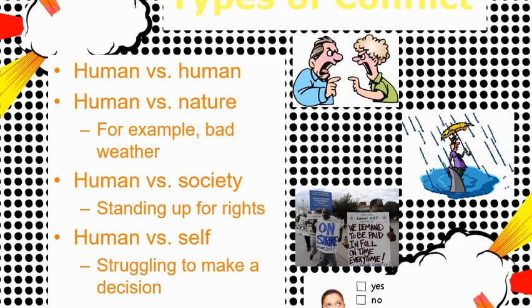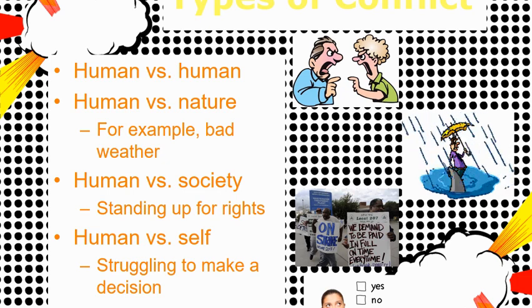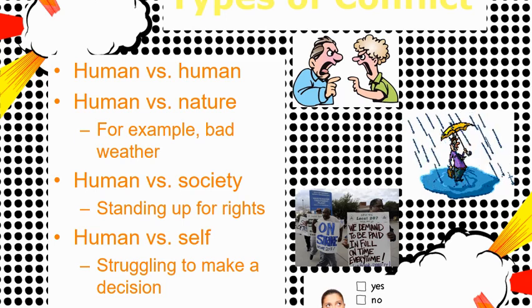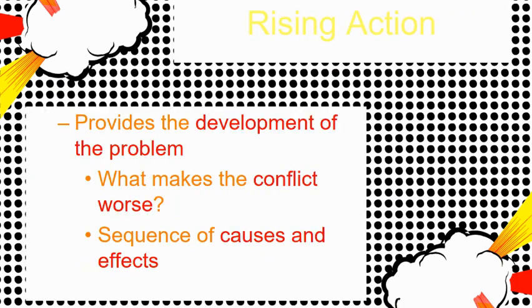And then you can have human versus self. This is where a person is struggling to make a decision. So the first 3 mentioned are what we call external conflicts, because they are outside of the character. And then the last one is an internal conflict. It is a character struggling to make a decision. So that's happening inside of them.